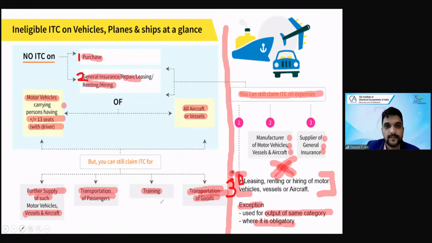You cannot claim it. ITC on insurance service, and repair and maintenance services pertaining to such motor vehicles, will also be blocked. Yes, sir. That is also blocked. Three things are blocked, sir: 1, 2, 3, what I've written.